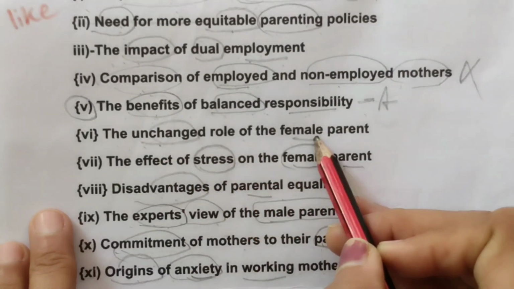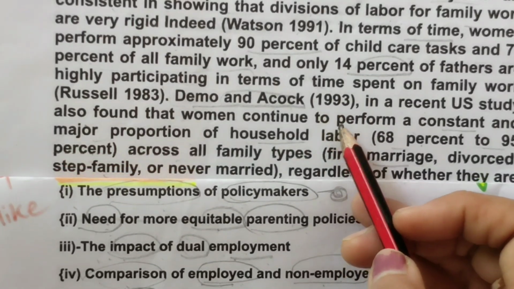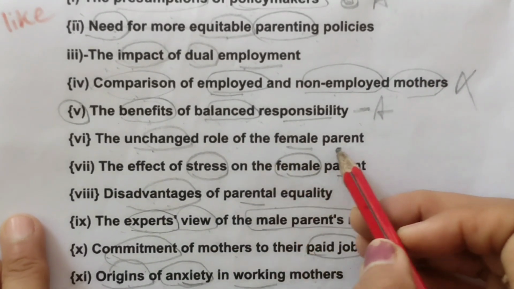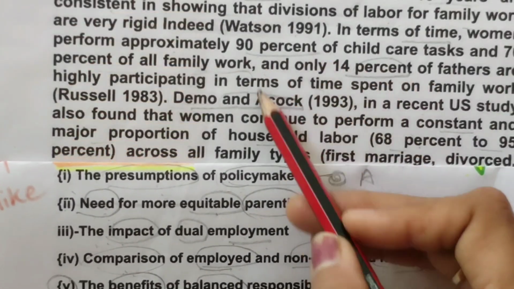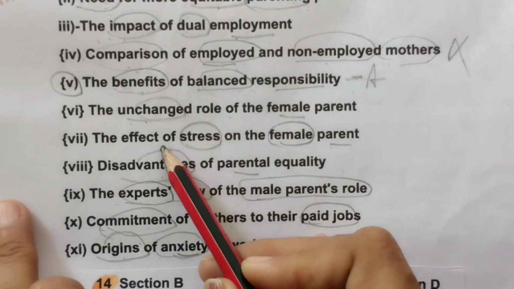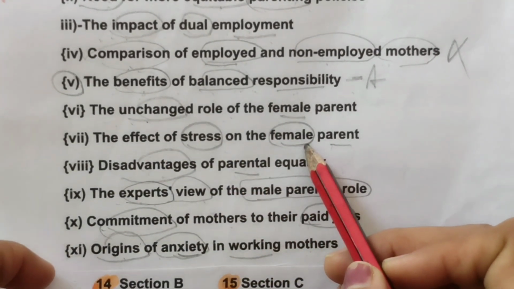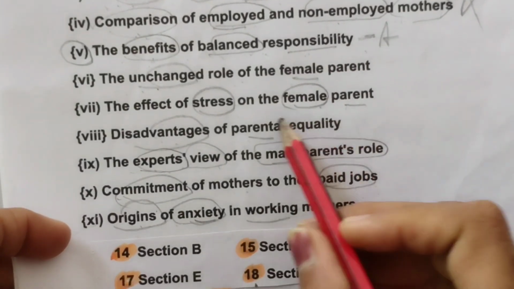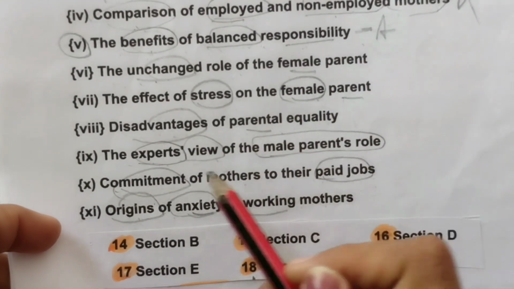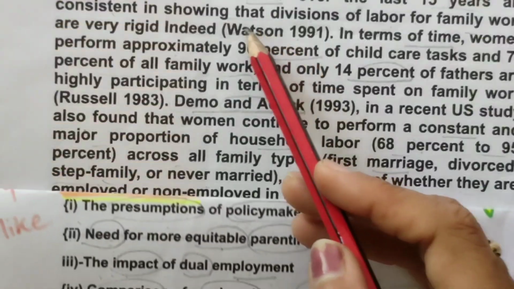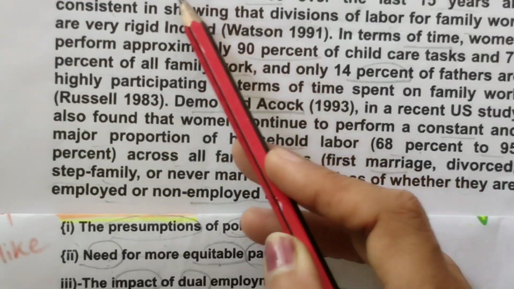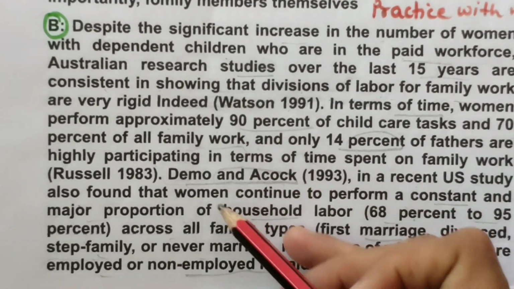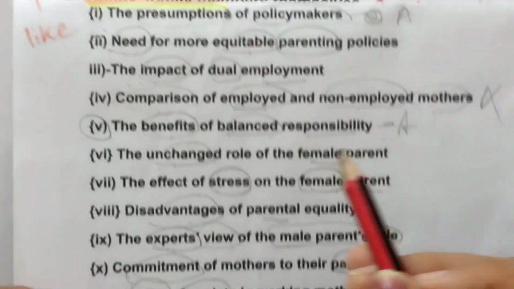The unchanged role of the female parent. So of course they are talking about the role, what mother is doing and what father is doing. So some data they have given. The effect of stress on the female parent. No, nothing like that they have given. Disadvantages of parental equality, experts' view. Many experts' view, so Australian research studies. It doesn't mean that they are talking about experts' view. Nothing is there. What will come now?